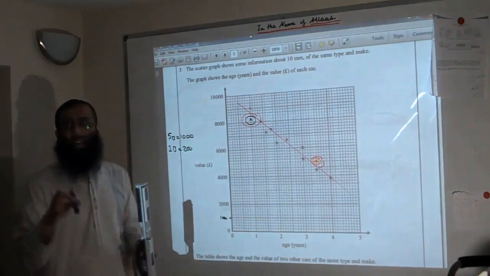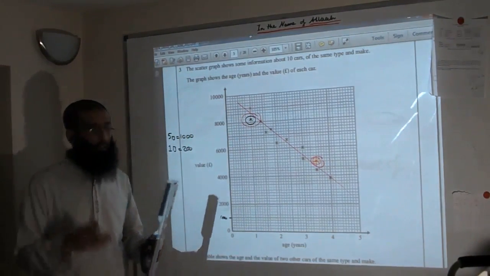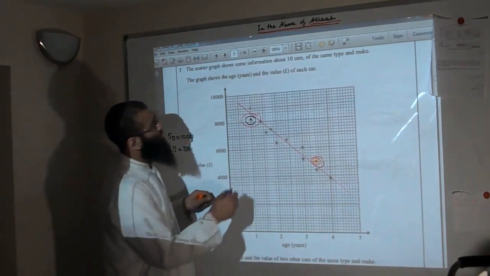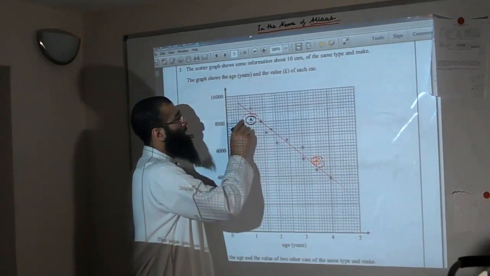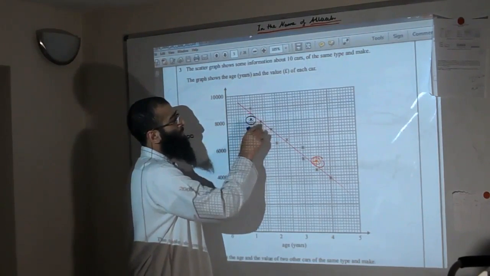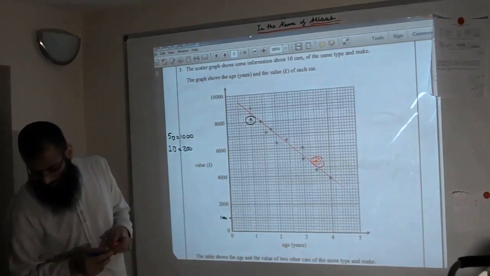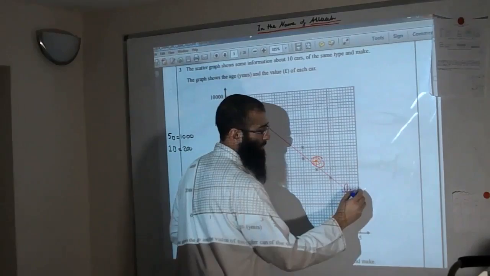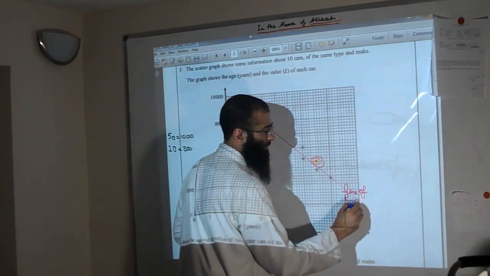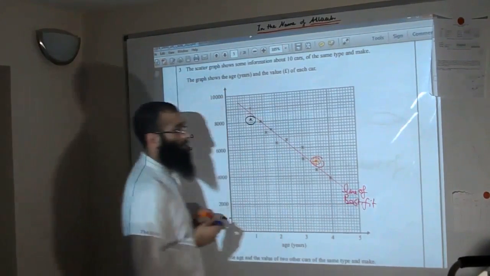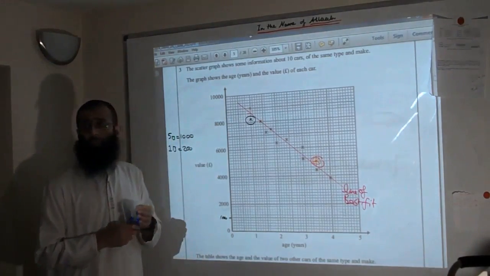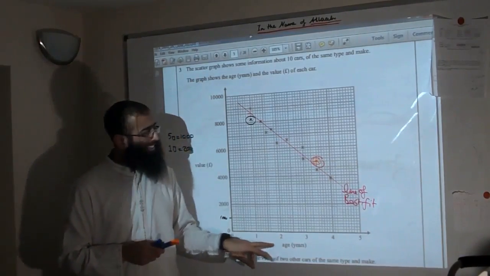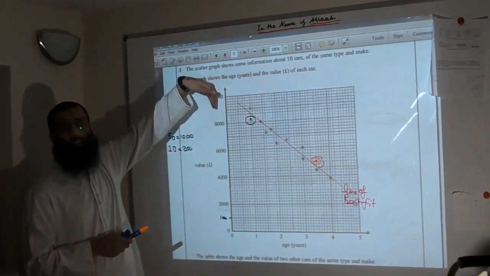Your line of best fit is like an average line between the data, so it's like running through the middle. Try to go through as many points as possible. Okay, that looks okay. Now, what can we see from the line of best fit? It's going down. So what's happening here? As the age of the car is increasing, the value of the car is decreasing.